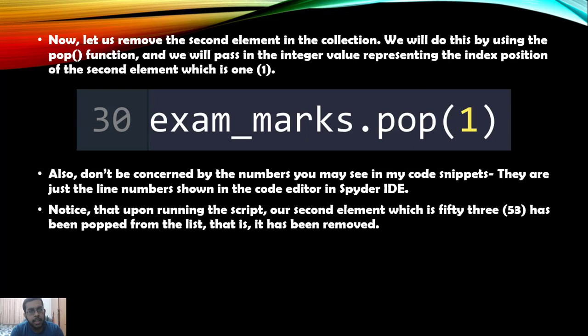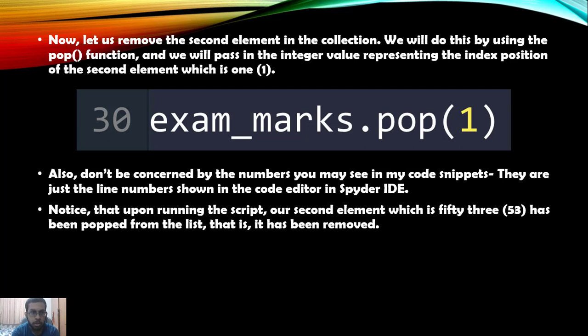Now, let us remove the second element in the collection. We will do this by using the pop function, and we will pass in the integer value representing the index position of the second element, which is 1.